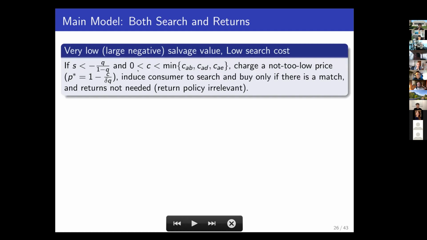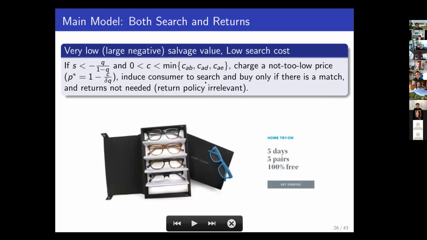Then there can be another case, which is a very low, or think of it as a large negative salvage value and a low search cost, right? In this case, the firm will charge a not too low price and induce the consumer to search, but buy only if there's a match. And then the return policy is really irrelevant. And so this happens when the salvage value is very large negative. And this is basically what Warby Parker is doing, right? The price is not very low, but you should search and buy only if there's a match, and the return policy is kind of not even used. And Warby Parker is kind of like that. I mean, it's glasses, right? So once you make the lenses and all, and then you get them back, it's probably negative salvage value. And also they are making search very easy through this home try on thing, reducing the cost, you could say, or increasing the informativeness.